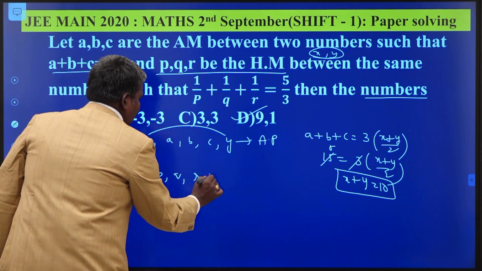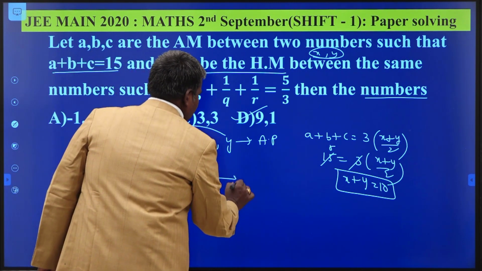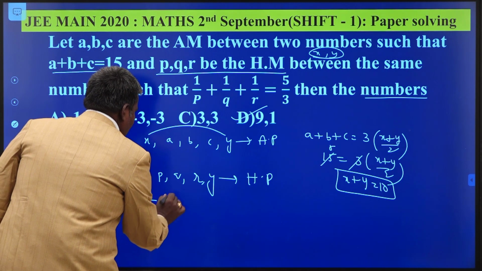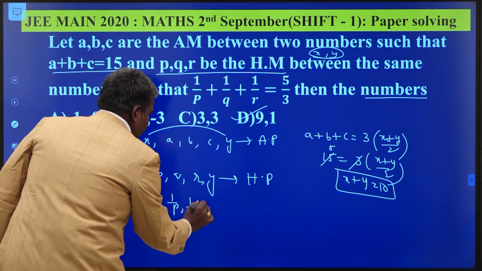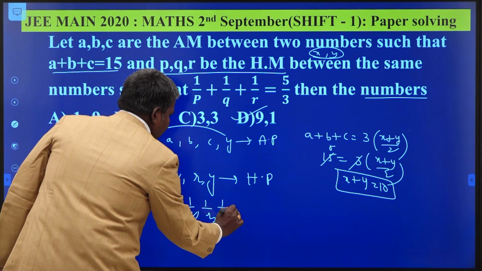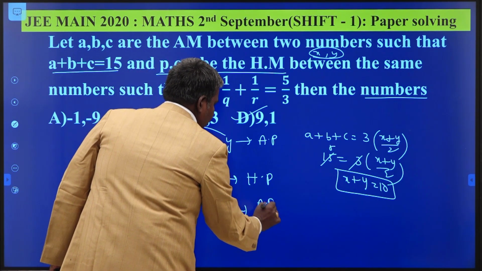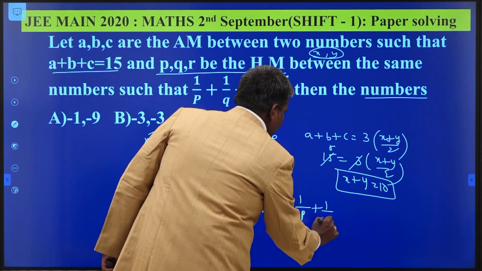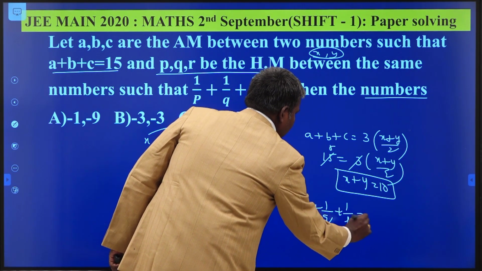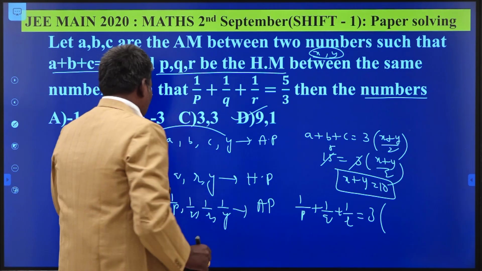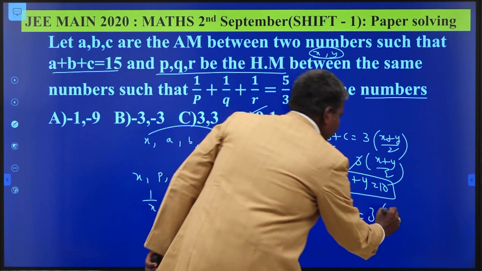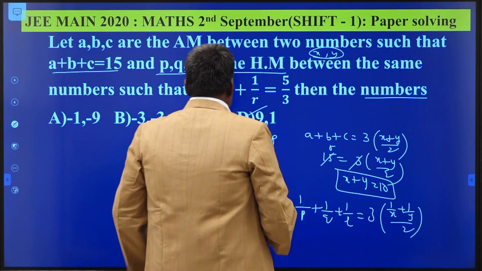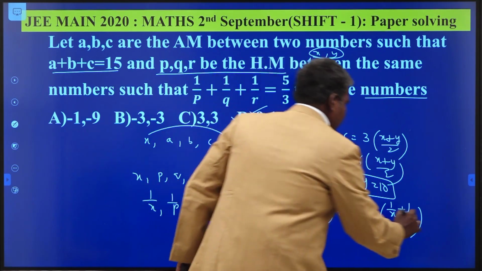That means X, P, Q, R, Y are in harmonic progression. We mean 1 by X, 1 by P, 1 by Q, 1 by R, 1 by Y are in arithmetic progression. The above concept is applied here. 1 by P plus 1 by Q plus 1 by R is equal to 3 times 1 by X plus 1 by Y by 2. So this is the value 5 by 3.